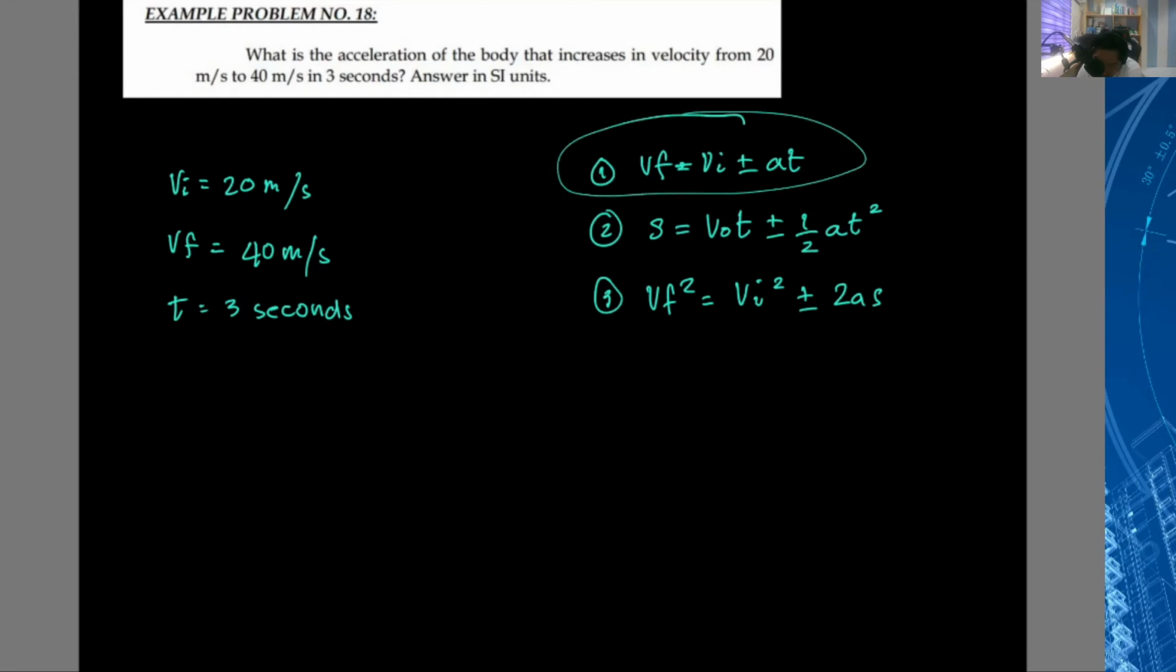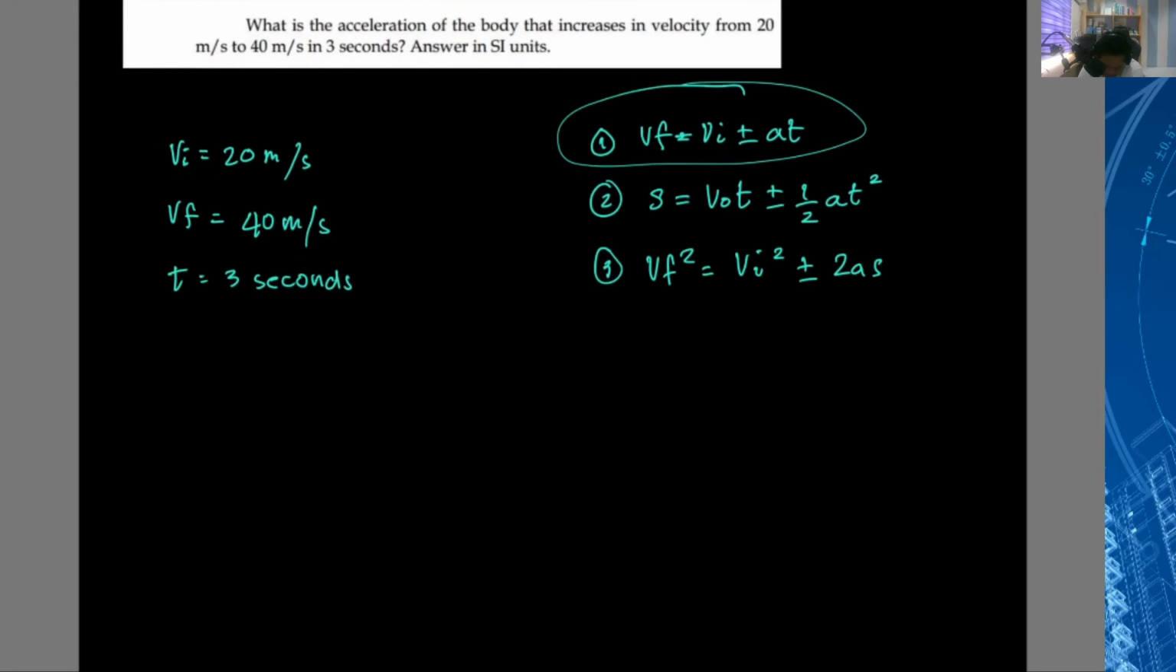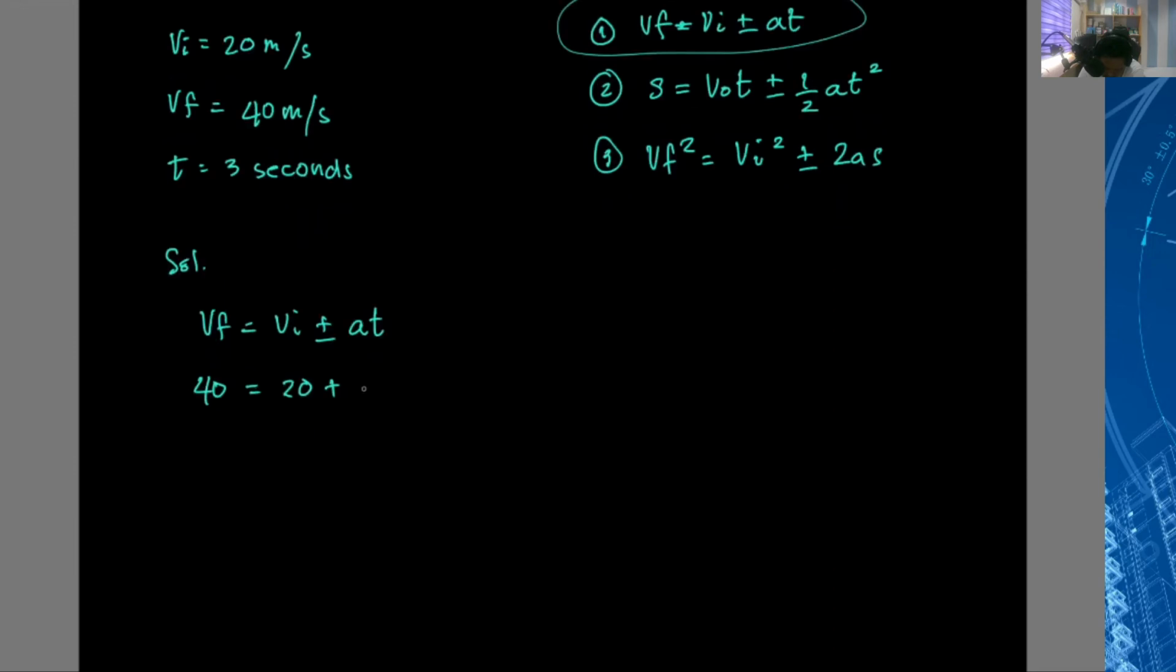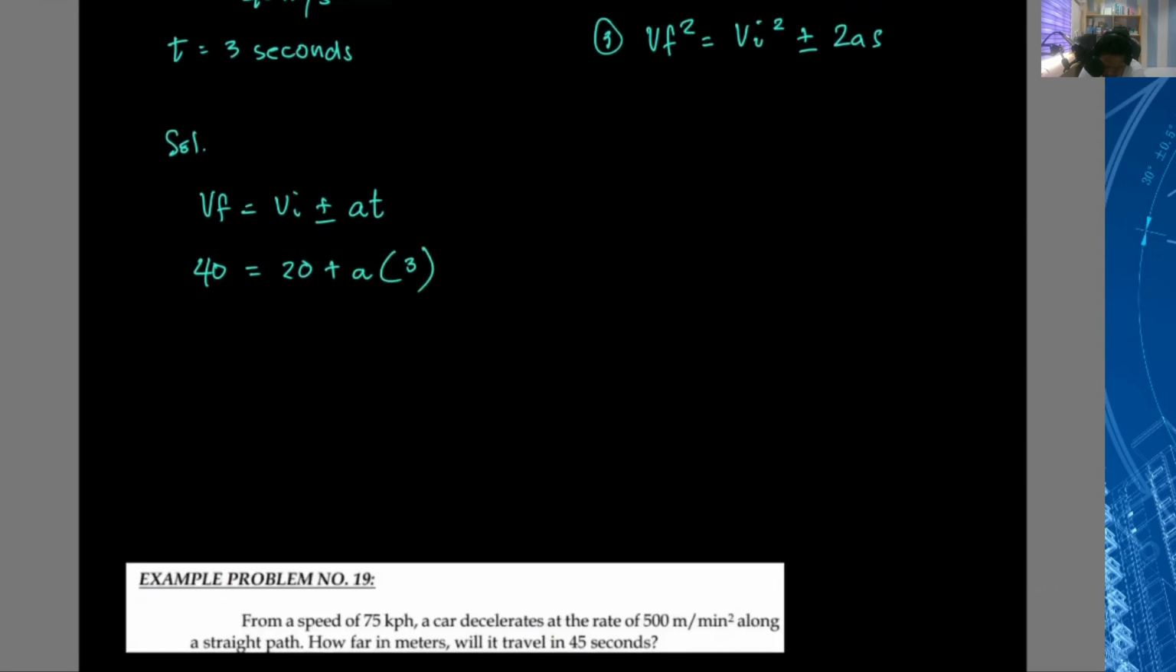So by inspection, it's very easy. Direct substitution. The solution here is VF equals VI plus or minus acceleration times time. VF here is given, 40. Be consistent with the unit: meter per second. VI is 20. We will use plus because from inspection, this is acceleration. So A times time. Time is what? 3 seconds. Okay? Consistent naman sa unit.